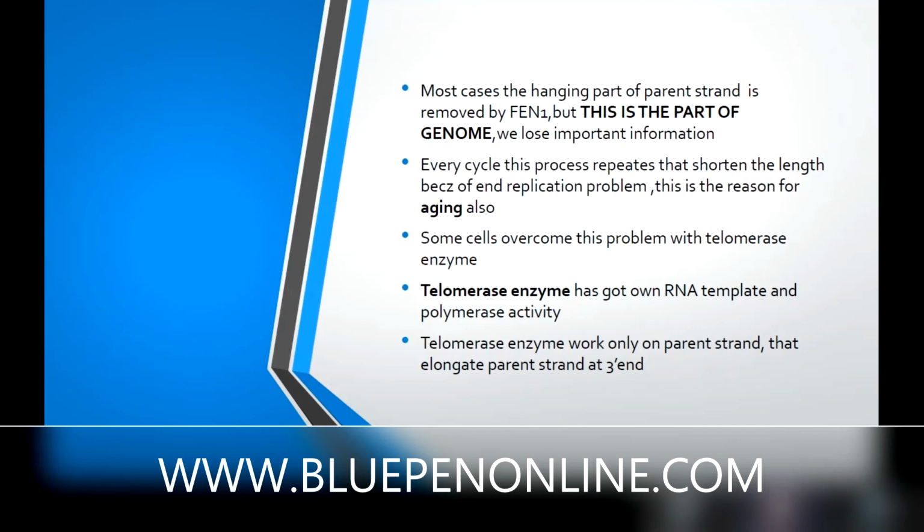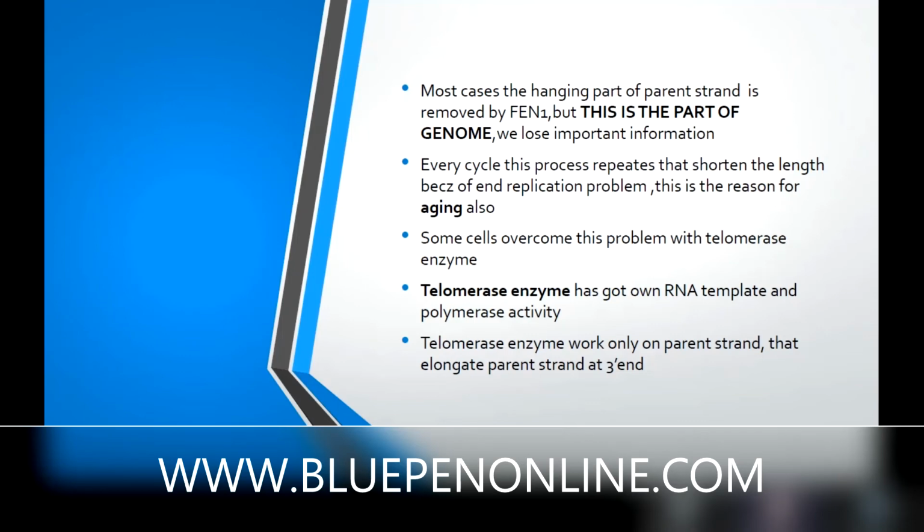Every cycle, this process repeats and repeats. That shortens the length because of the end replication problem. This is one of the reasons for aging. Some cells overcome this problem with the telomerase enzyme. We already discussed telomerase, which has its own RNA template and polymerase activity. Then one speciality is there.